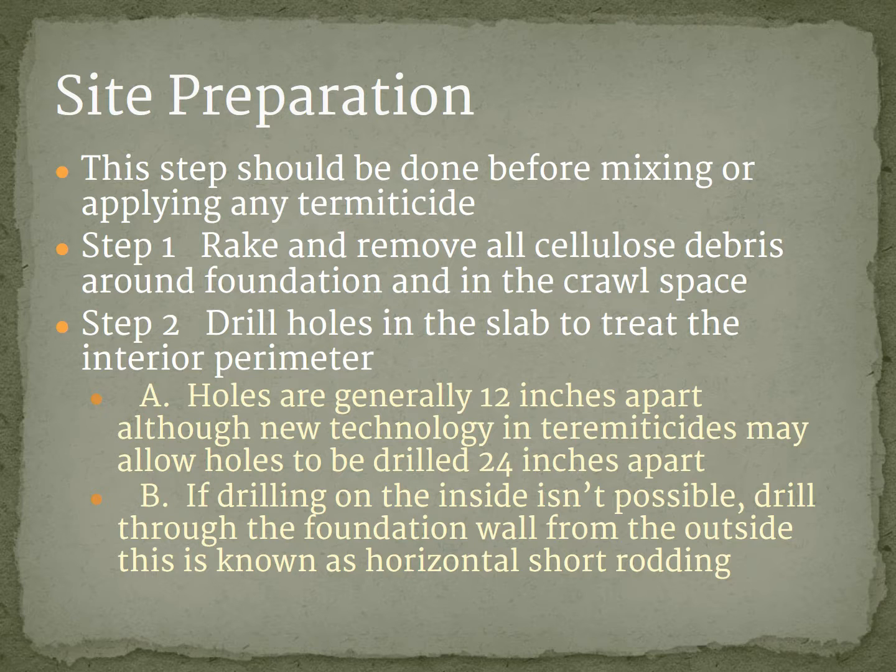Number one, you want to rake and remove all cellulose debris along the foundation or in the crawl space. Obviously we don't want to start treating with termiticide and then have to stop or spray cellulose debris down and then have to go right back in that termiticide and get it all over our bodies removing those things. Step two, you want to drill the holes in the slab to treat the interior perimeter.